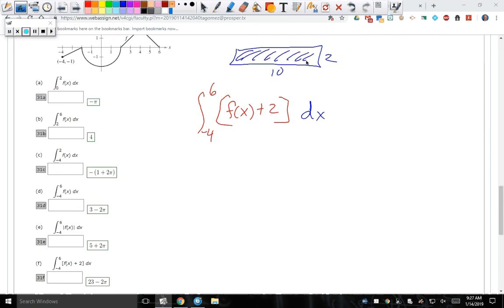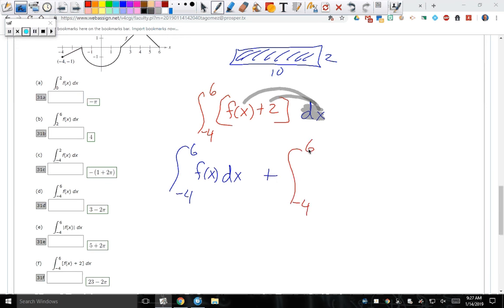The best approach is to apply this to both. So from negative 4 to 6, we're going to look at the area underneath the curve. And then we're going to add from negative 4 to 6 what this would be. Okay? So if I'm looking at this, what was the area between negative 4 to 6? We got this from the previous problem, it was 3 minus 2 pi.